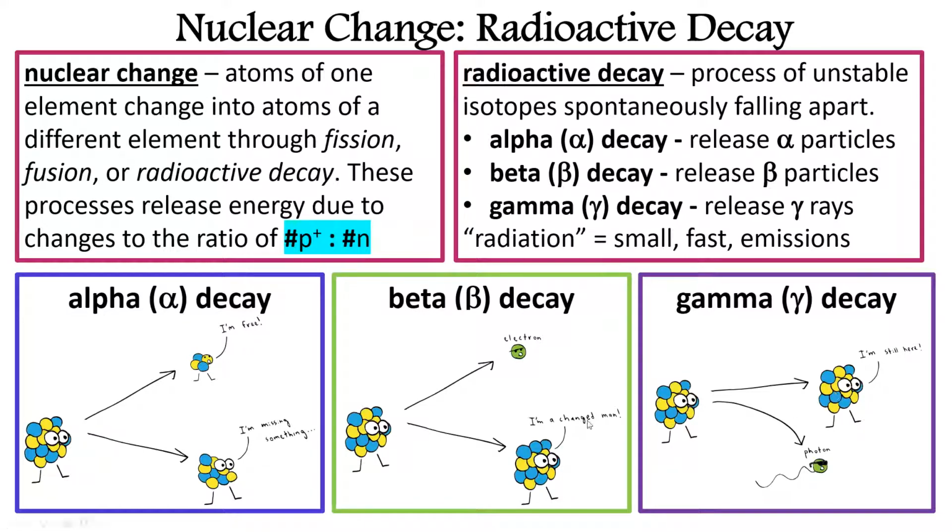This is your overview slide for what you want to get out of this idea of radioactive decay. Ultimately, radioactive decay is something that occurs naturally because you have these radioactive isotopes that are not stable, and therefore they're going to fall apart. There are 3 different ways that they can fall apart, and in all of those ways, something small and fast is getting radiated out and traveling.